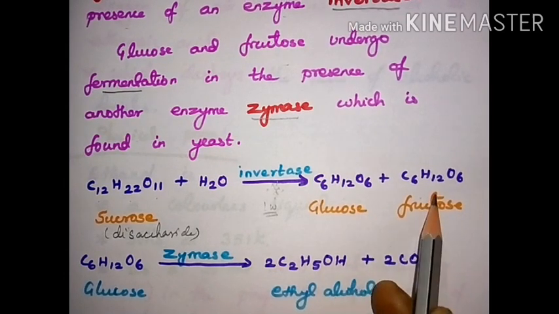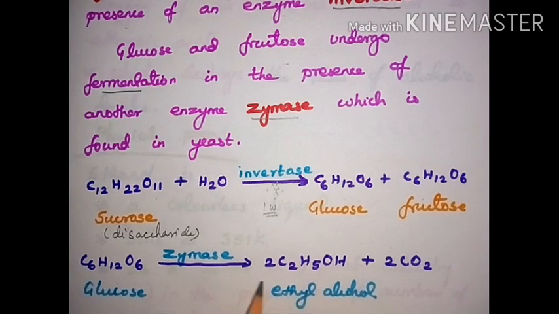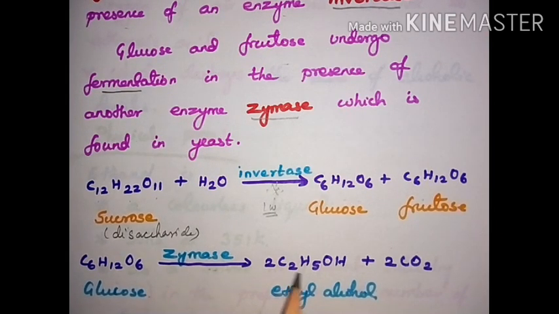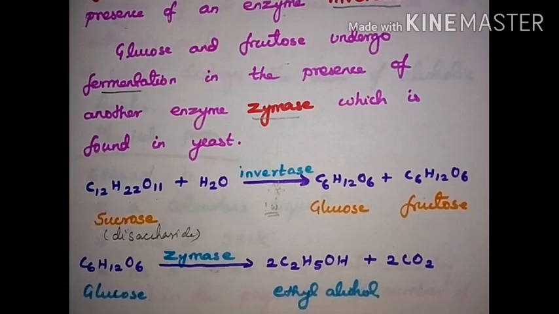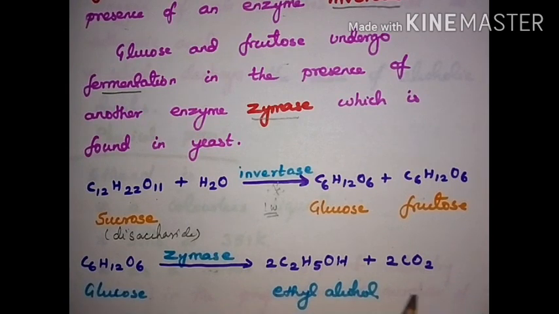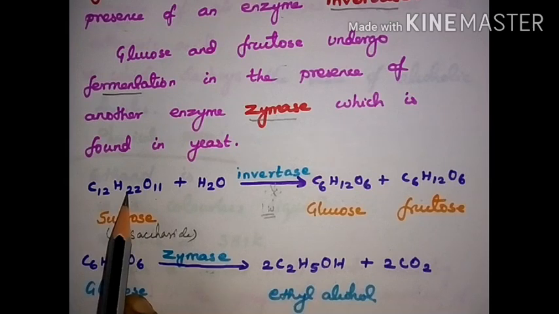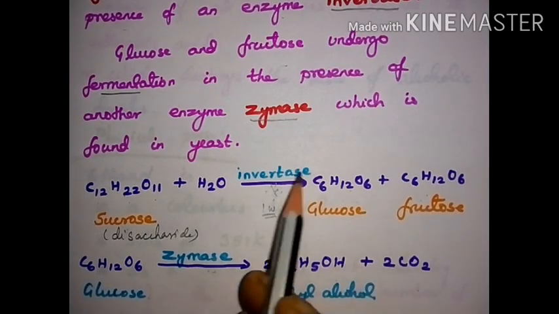Now the glucose is converted into ethyl alcohol by using zymase. This has a tendency to form ethyl alcohol with the removal of carbon dioxide. So, this is ethanol. First, from molasses by the fermentation process it is converted to glucose and fructose by using an enzyme called invertase.